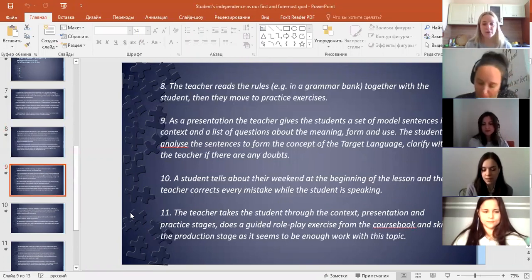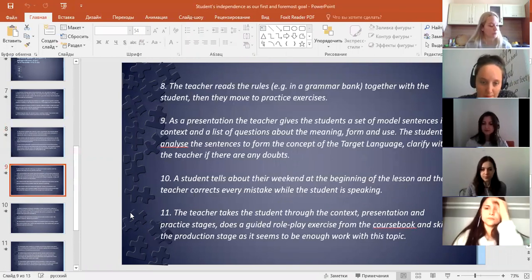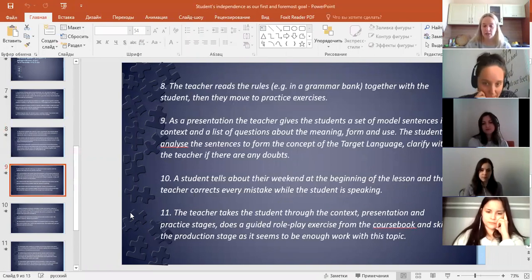However, I'd like to highlight this point here. I have some points to discuss with you. In number 11, why exactly is it important not to skip the production stage? What happens to the student's experience here if you skip the production stage and if you don't skip the production? Why is it so important?